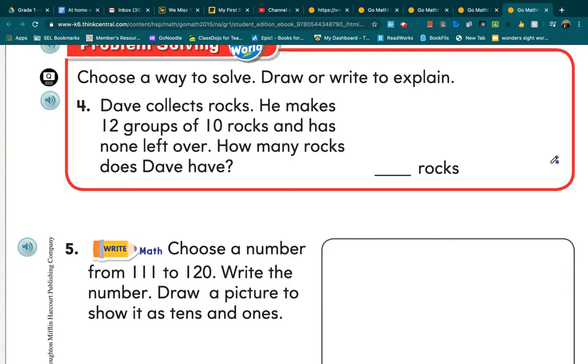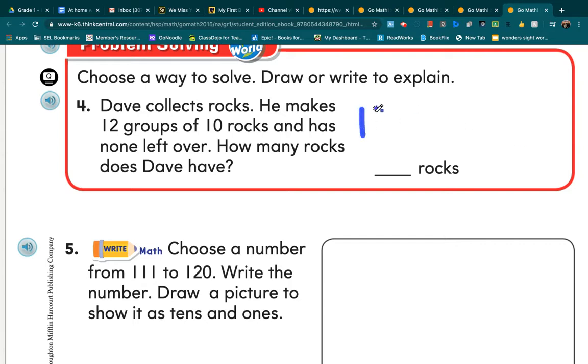Number 4 says, choose a way to solve. Draw or write to explain. Dave collects rocks. He makes 12 groups of 10 rocks and has none left over. How many rocks does Dave have? Okay, Mrs. Maris's favorite way to start solving these is to draw a quick picture. So they said Dave has 12 groups of 10. That means we're going to draw a group of 10 12 times. So let's draw and count.